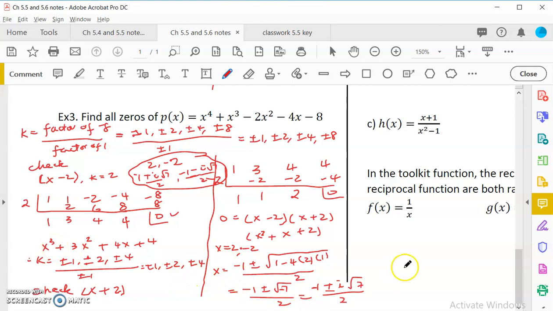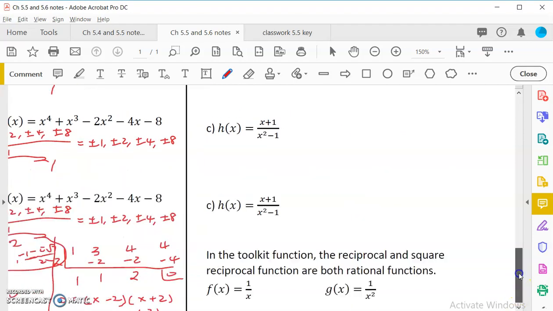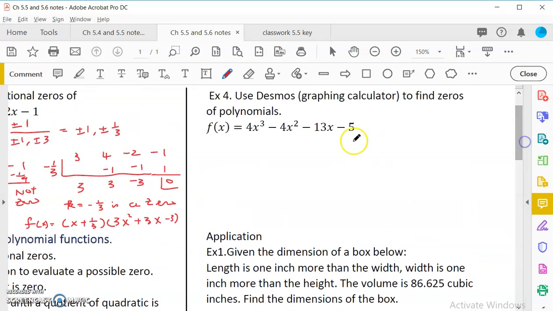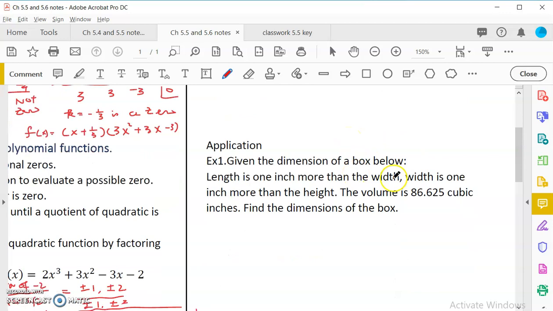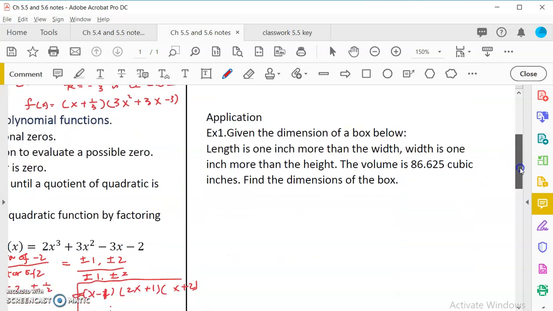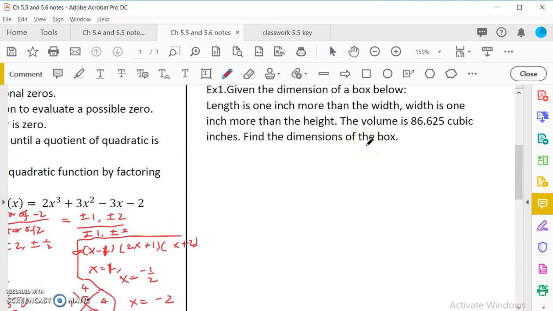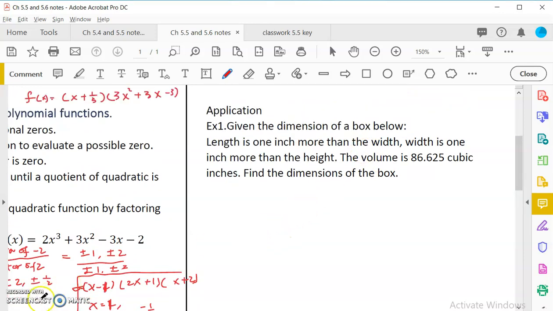Okay. So the next thing we want to do is an application, and also use decimals to find zeros, and also an application of solving a word problem. So I'm going to do it with the third video.